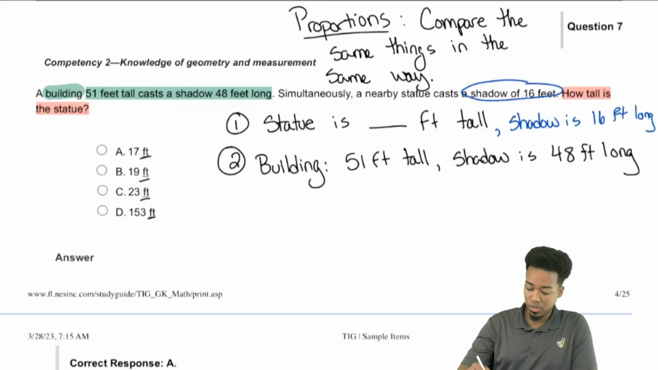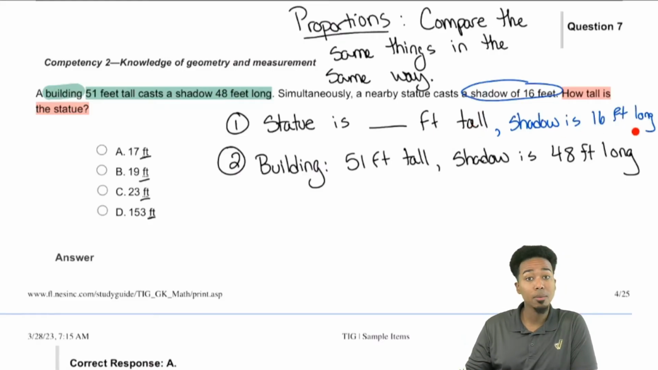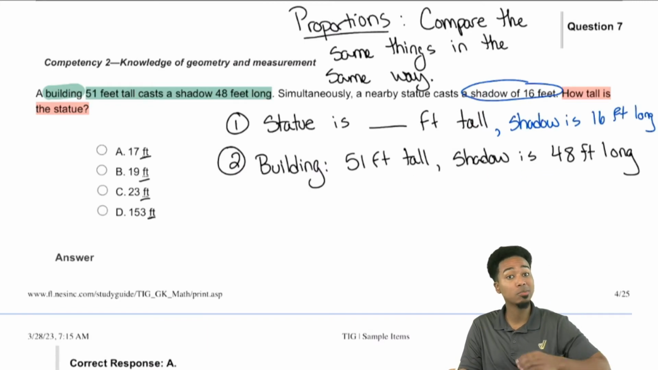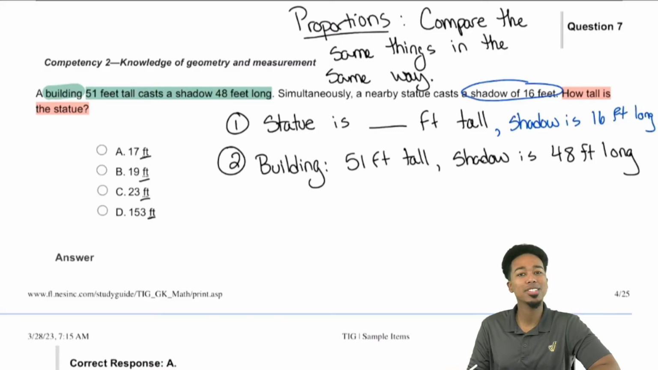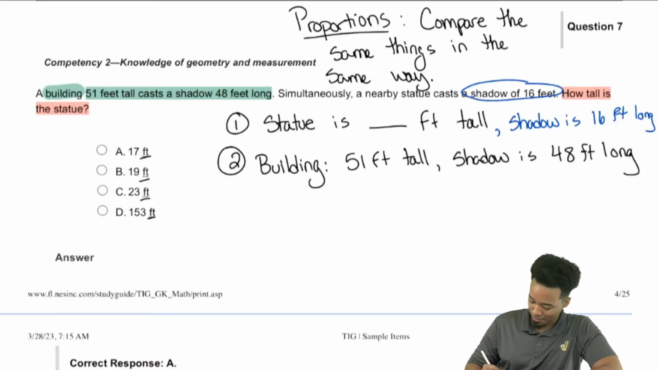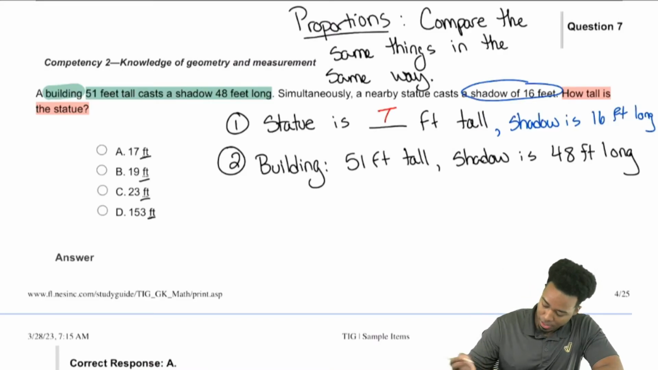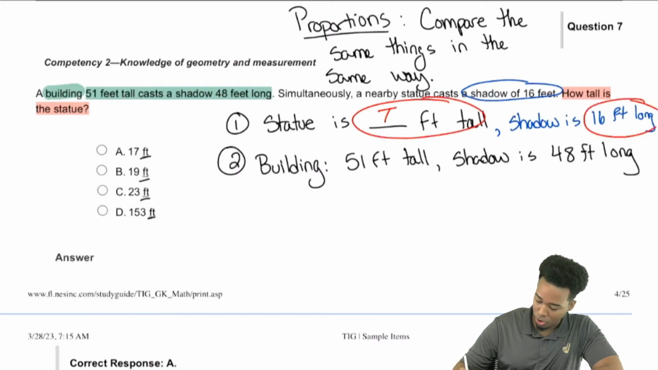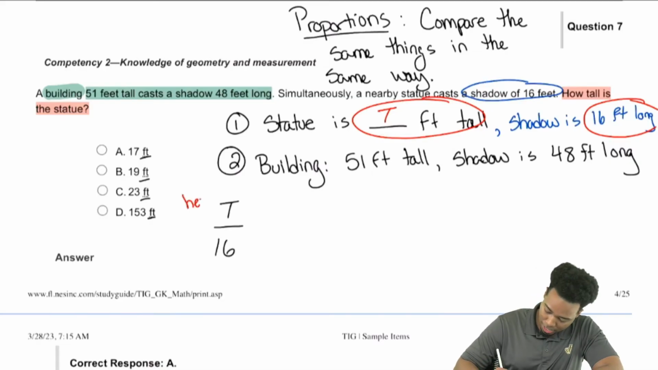If you notice, we have the height compared to the shadow. The height compared to the shadow. That's what we're talking about when we're comparing the same things in the same way. And the very simple way to get this done, my party people, is this. I'm going to say T feet tall. So I'm going to compare the statue's height to its shadow, which will be right over here, T over 16, because this is the height, this is the shadow. Let me put this in blue.